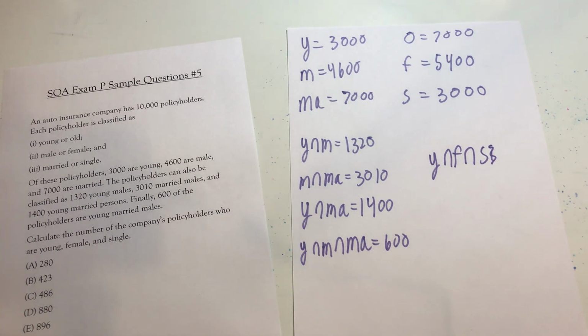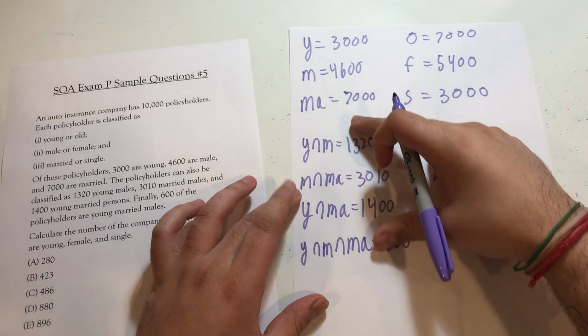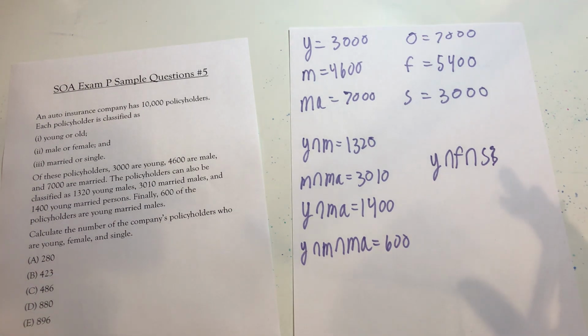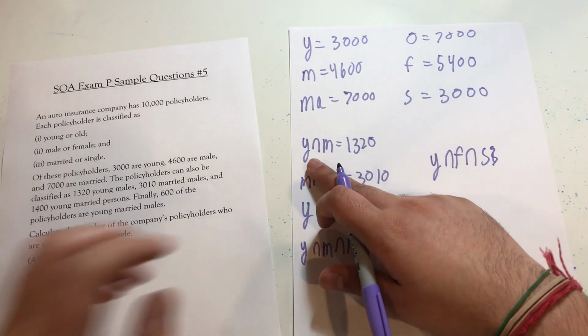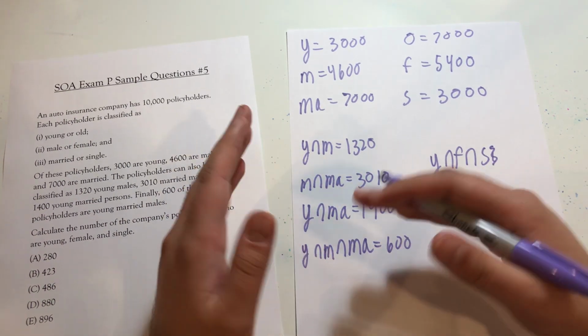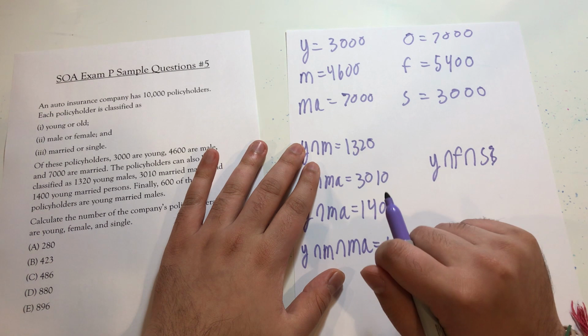So how do you even go about this? Well, let's see here. The same way we got this other information, we can use this information to extract other classifications of policyholders. So of those that are young male, that means in our group of male, in our group of young, of the 3,000 young people, 1,320 are male.